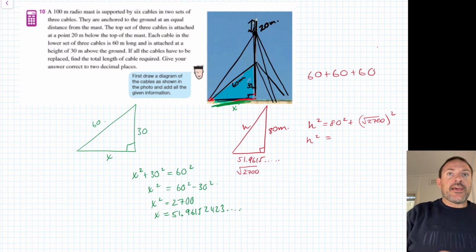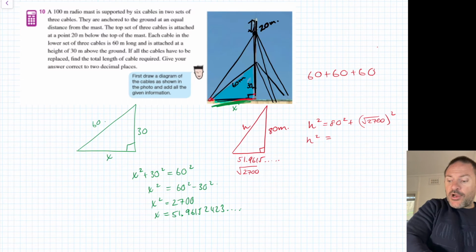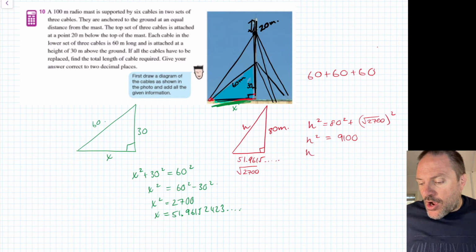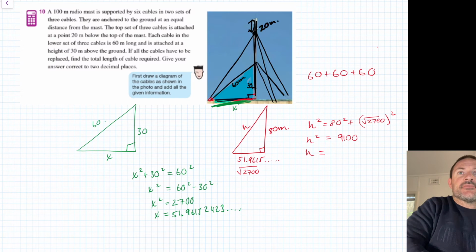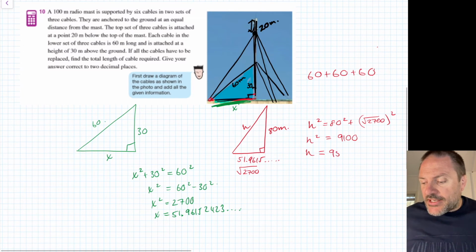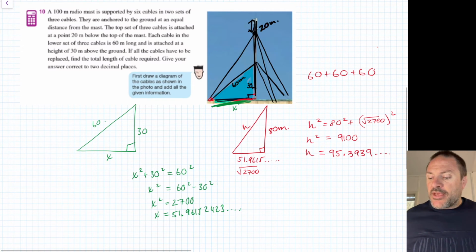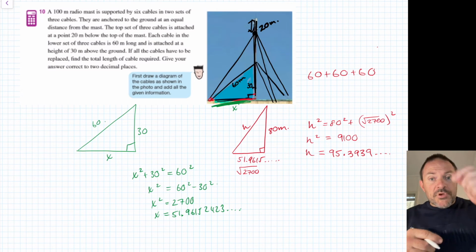We're going to jump onto our calculator now. We've already got the 51.96 in there, so I'm going to type in here 80 squared on my calculator. I'm going to say plus answer squared, because that will do that automatically, equals, and I get this 9100. I'm going to square root my answer. So you can see where this is quite a tough question, guys. And I get 95.3939... So that's the length of the big wires.